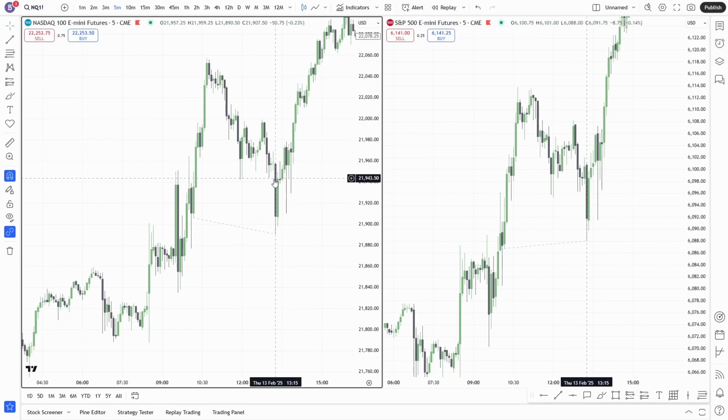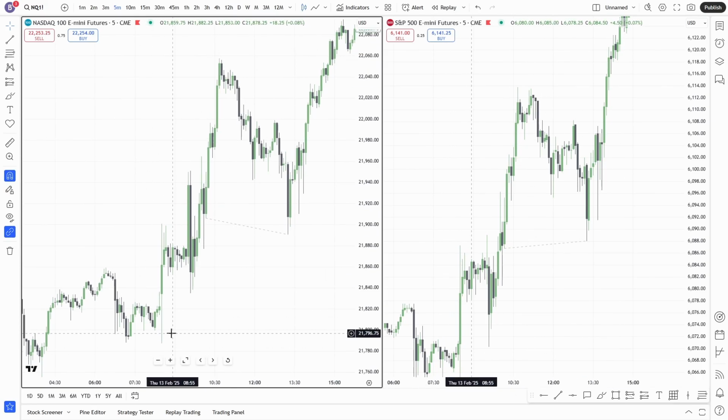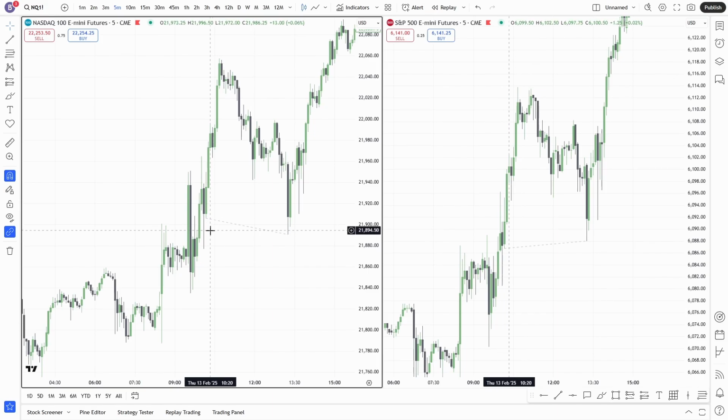Use this in combination with a CISD, and you guys will be absolute lethal machines in these markets. So remember, it doesn't need to be prominent high or prominent low. It can be very small levels, sell side or buy side.